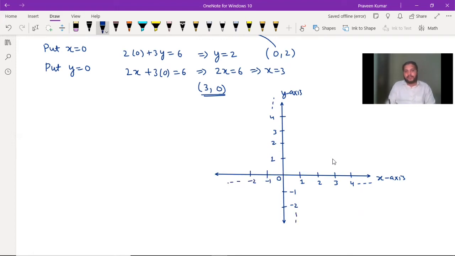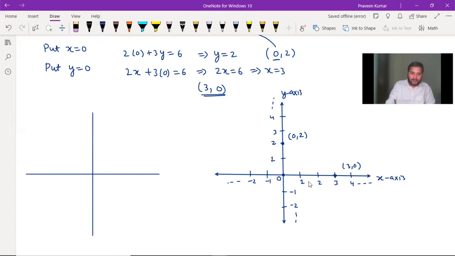Yes. So initially we have to plot x. On the x-axis we have to move 0. So we have already moved 0. Then on the y-axis we have to move 2. So this is (0, 2). And another point we have is (3, 0).